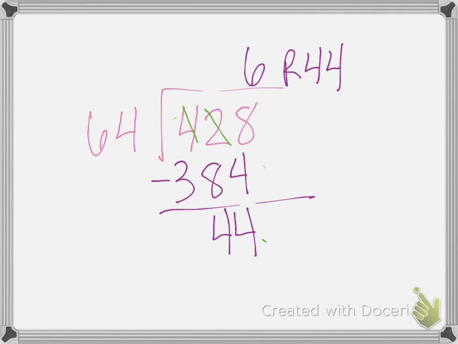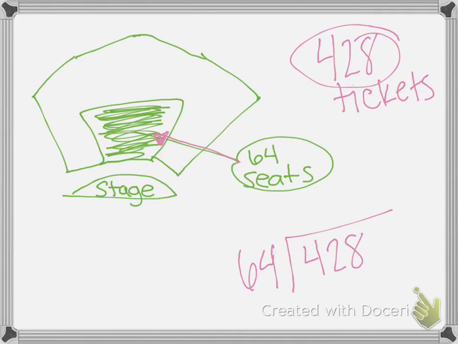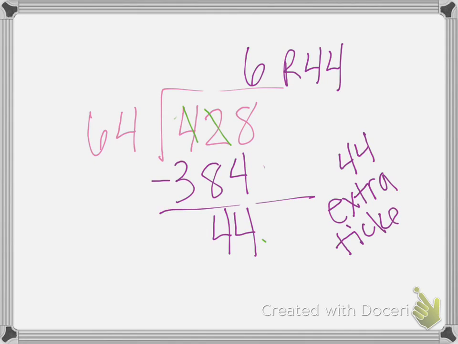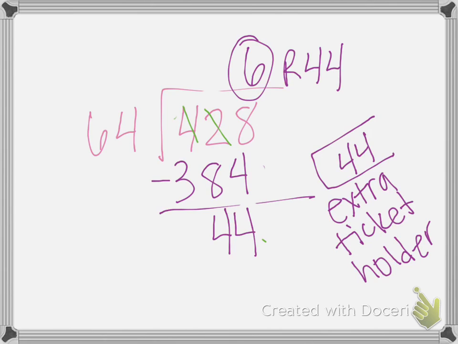So if you remember my question back here, I asked how many sections are needed for all of these ticket holders to be seated. Well, 6 sections are needed for sure, but what does the 44 stand for? What's our remainder stand for? The remainder is that there are going to be 44 extra ticket holders. So these are 6 sections that are filled, but then these are 44 extra people.